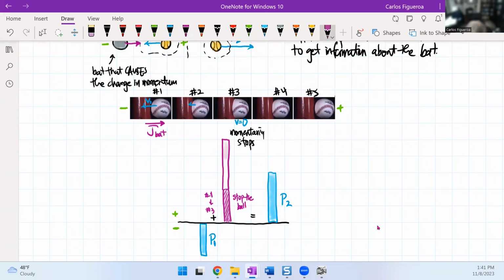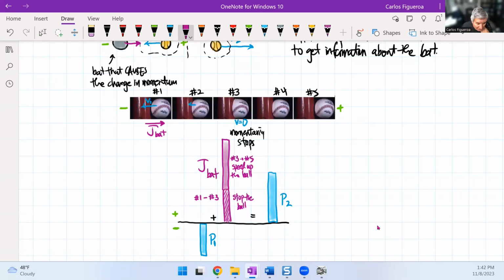And so when I look at this, this right here is from frame 3 to frame 5, where now we speed up the ball. So there's 2 pieces to this impulse curve, right? There's 2 pieces. So now this is the impulse of the bat.